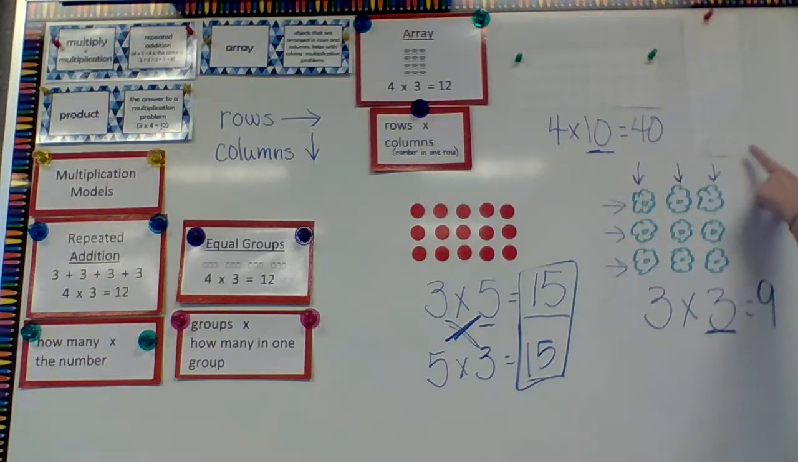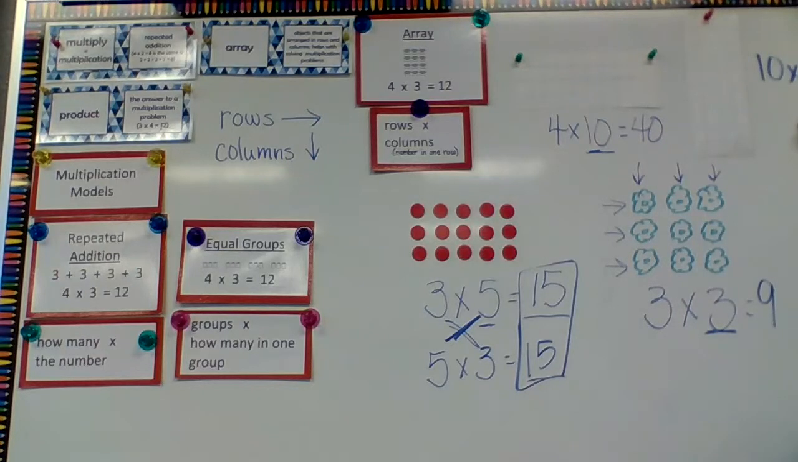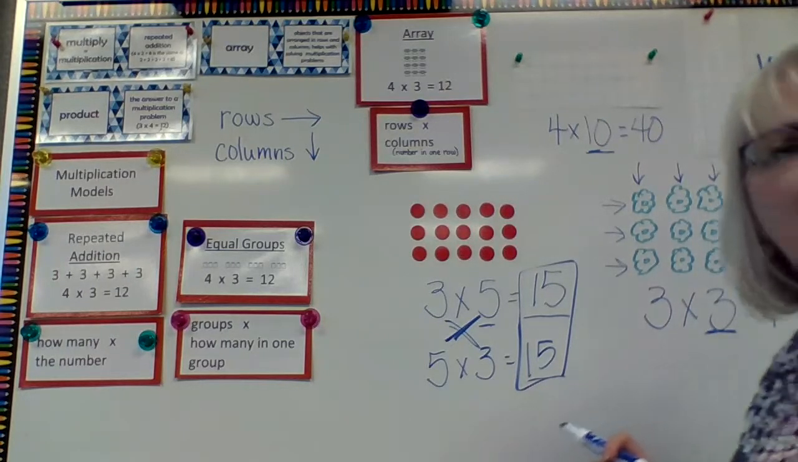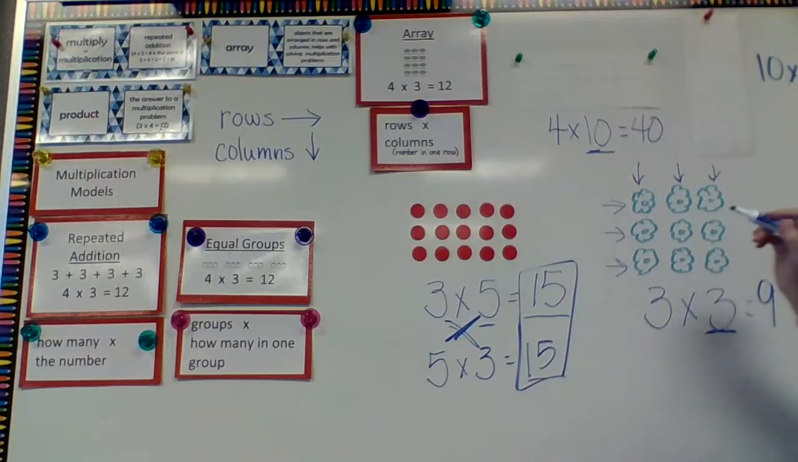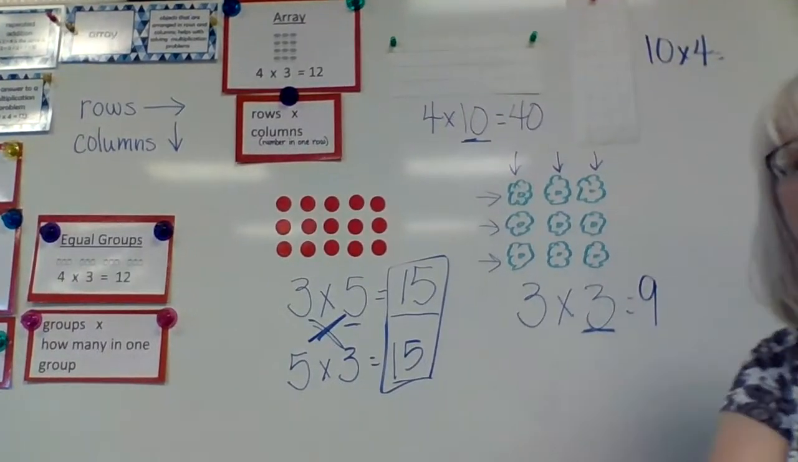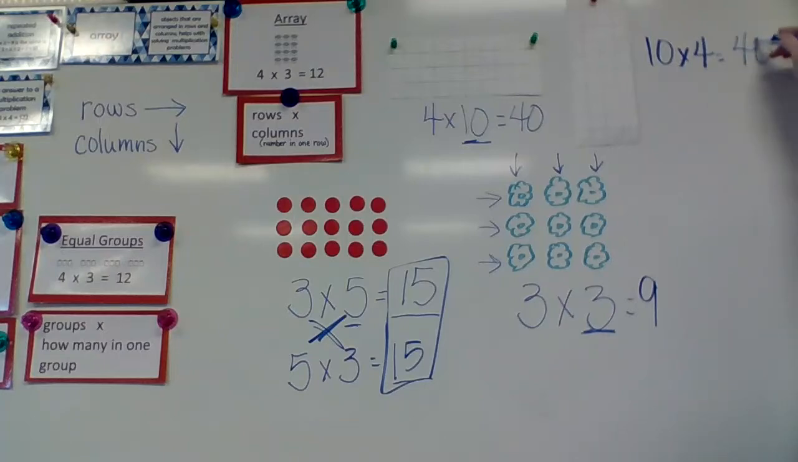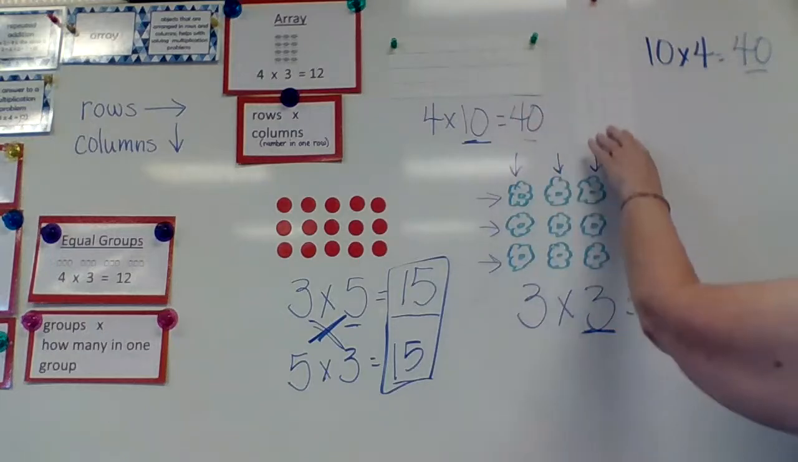All right, so let's look at this one. This one has 10 rows, 1, 2, 3, 4, 5, 6, 7, 8, 9, 10, times 4 columns. 4 times 10, 10 times 4. Okay, the answer is going to be the same. You can't see it way over there, can you? Let me move it over just a little bit. There we go. 4 times 10, 10 times 4. The product is 40 in both of them, but notice they look different.